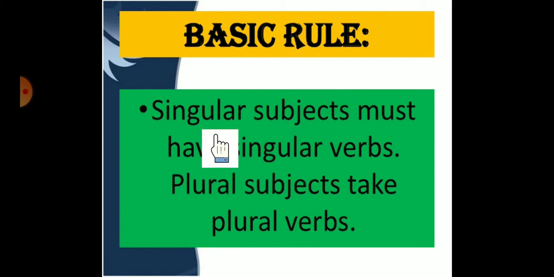But singular is only one, not more than one subject in the sentence. So it is a singular subject, and when a singular subject is there, it should have a singular verb. Then comes the plural subject. When there is more than one subject, it is called plural. So a plural subject takes plural verbs.